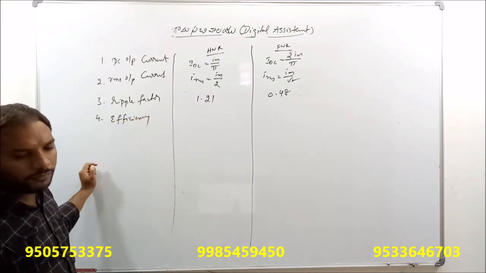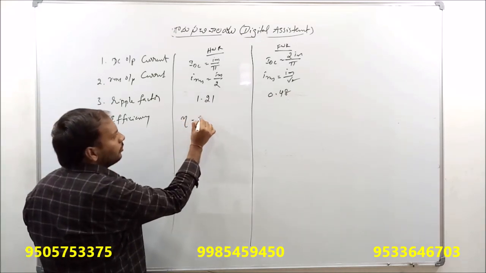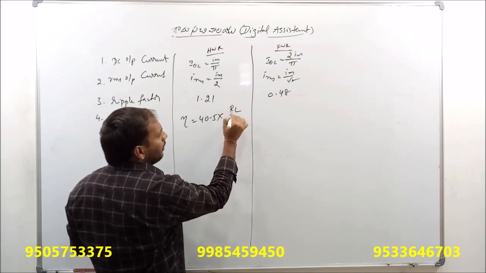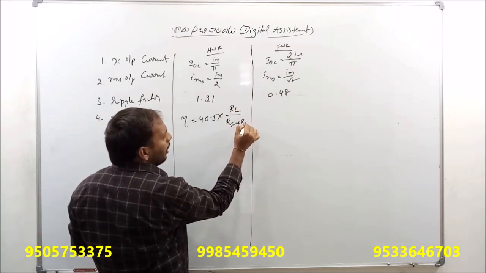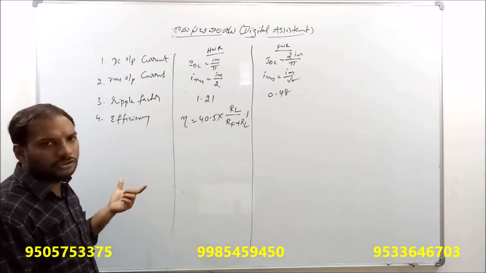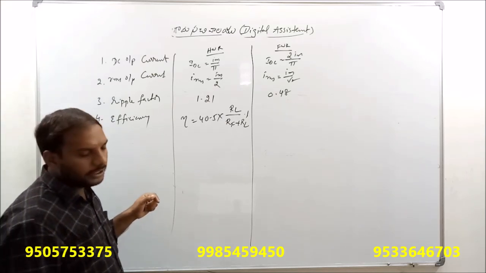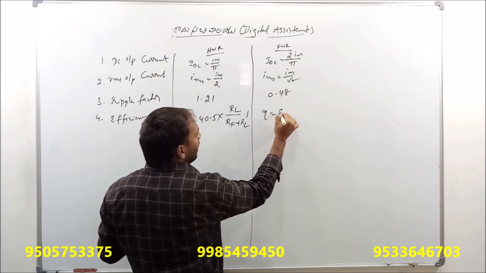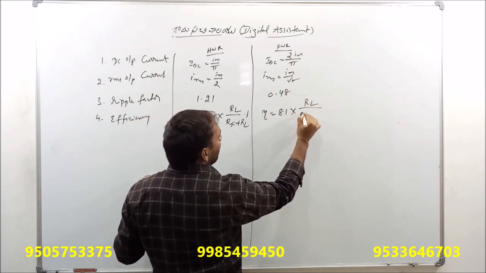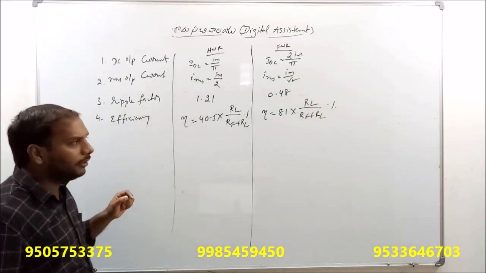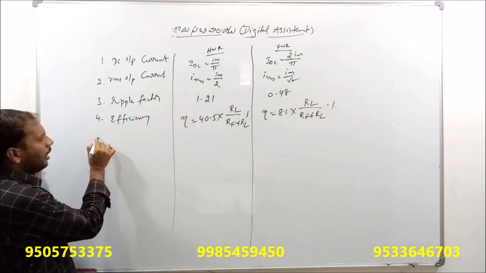So the efficiency of a half wave rectifier is equal to 40.5 into RL by RF plus RL percentage. This is the efficiency of the half wave rectifier. Whereas the full wave rectifier efficiency is 81 into RL by RF plus RL percent.